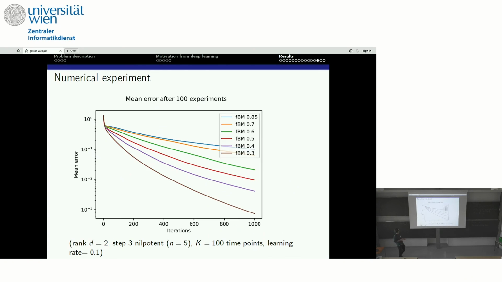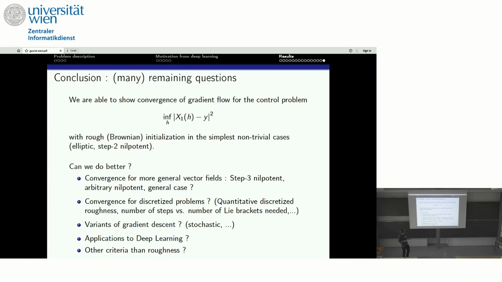I guess I'm out of time. Just before I stop, one simulation where you see we do some kind of gradient flow, and we do this for various values of the Hurst parameter for fractional Brownian motion, and we do have this nice ordering that the rougher the initial condition, the faster the gradient converges. I think I'm out of time, so I'll stop here.